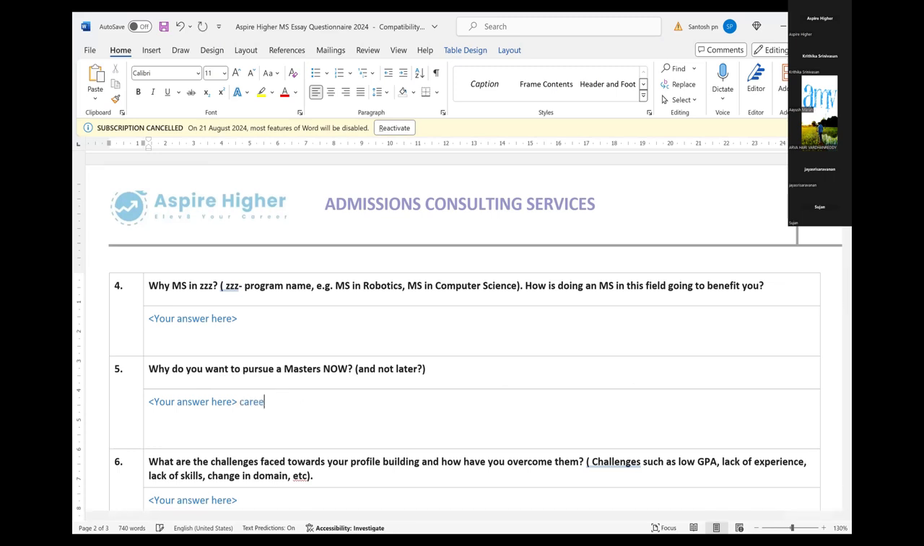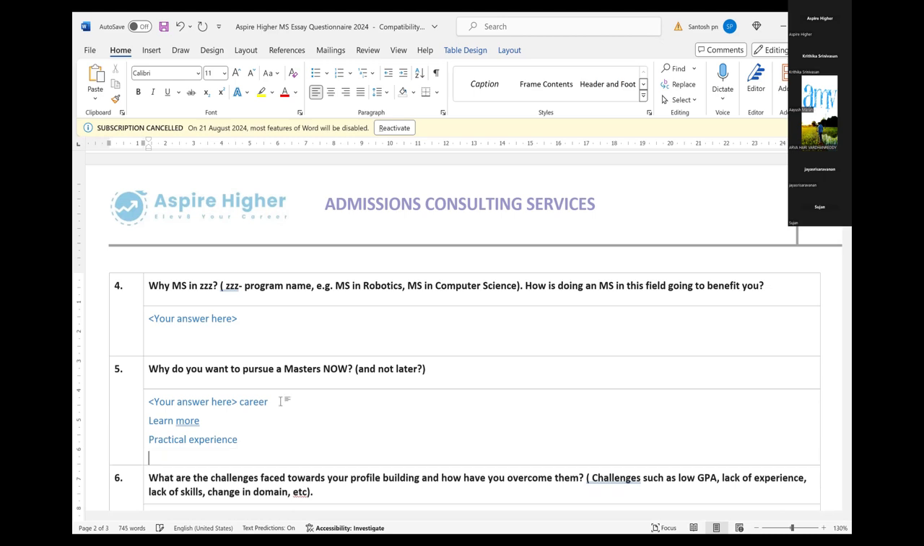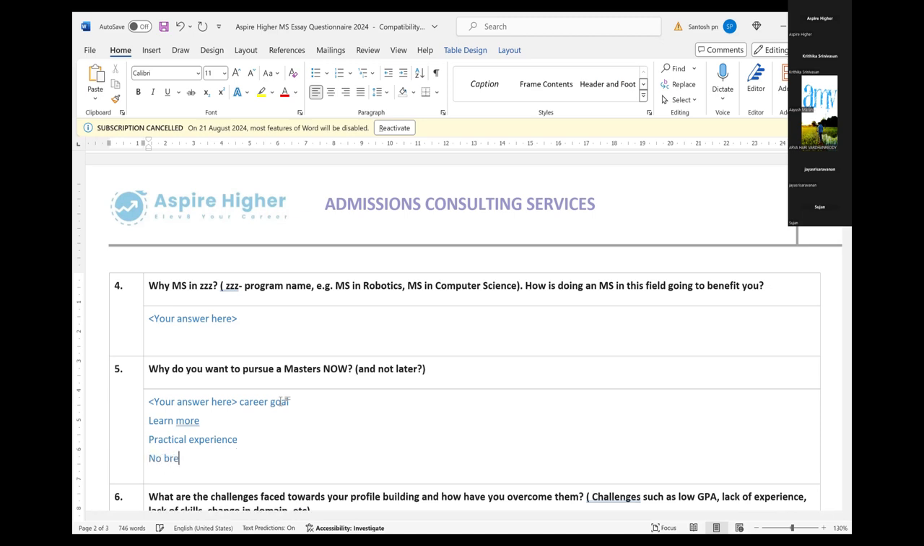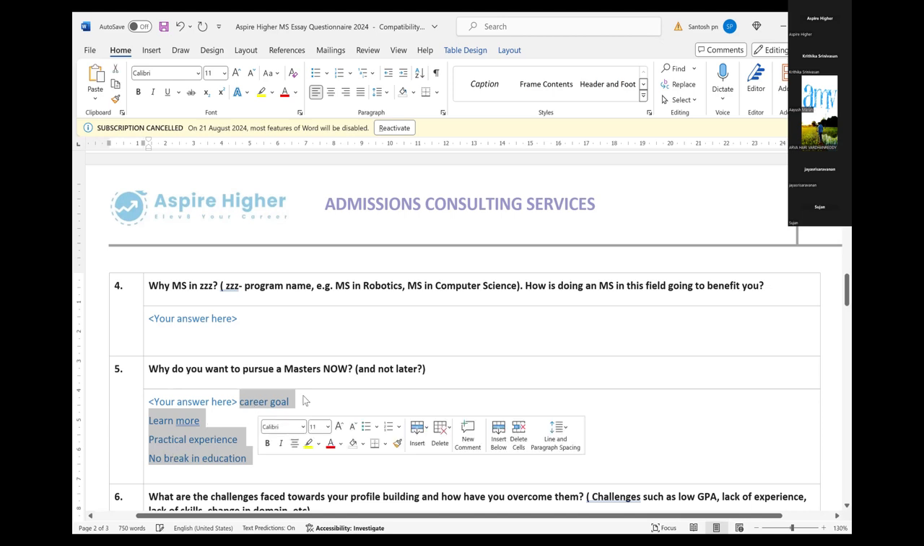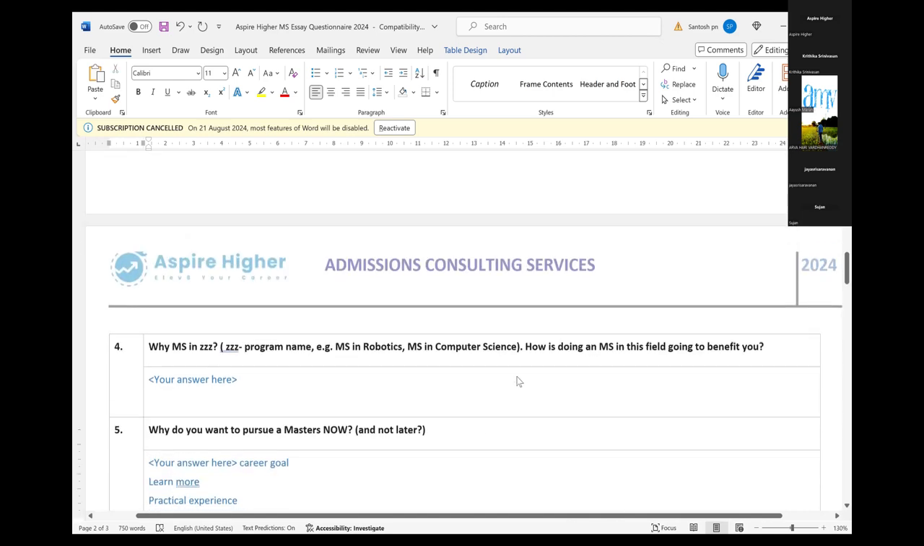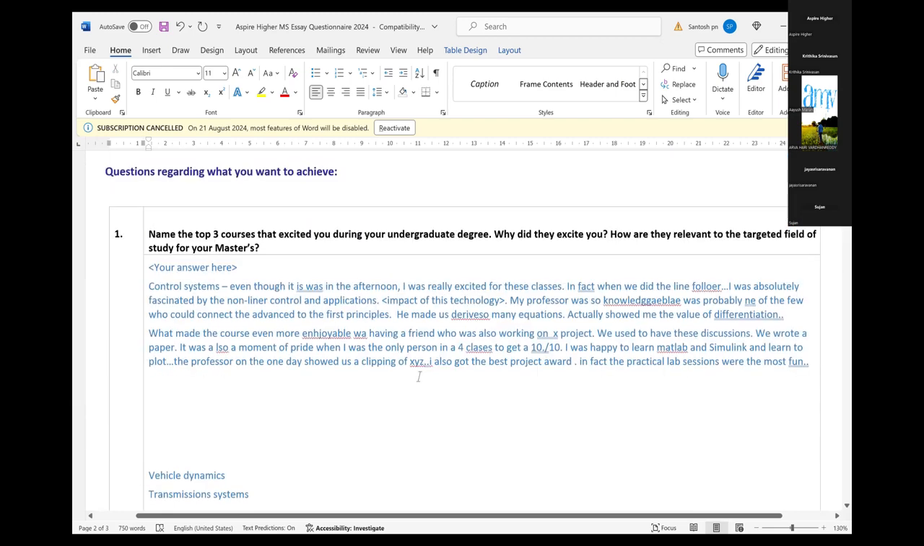I want to understand about my career. I wanted to learn more. I wanted to do more practical experience. This is my career goal and this is what I need. And I wanted to have it without a break in my education, which is the most common answer. Everybody would write something like that. Now you already have some bullet points, and you can expand on each of them, like how I just did here.